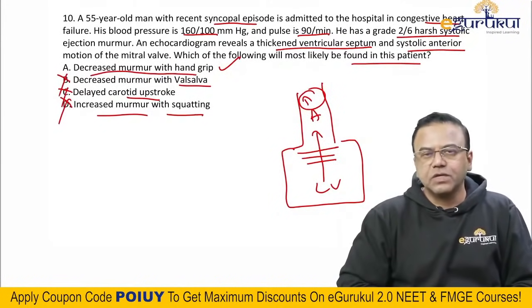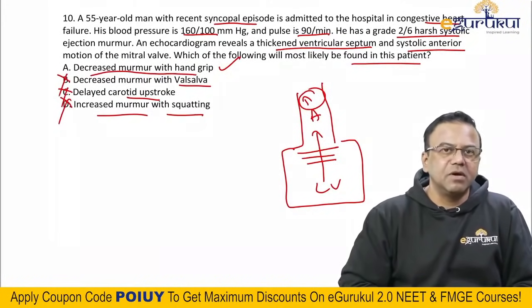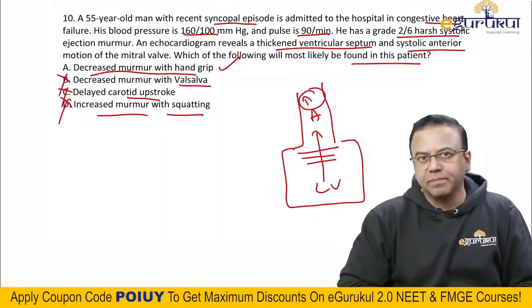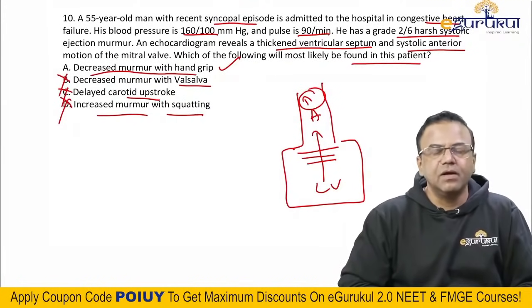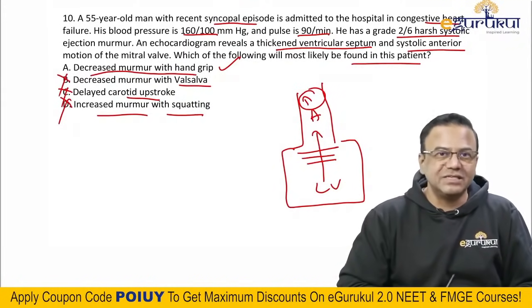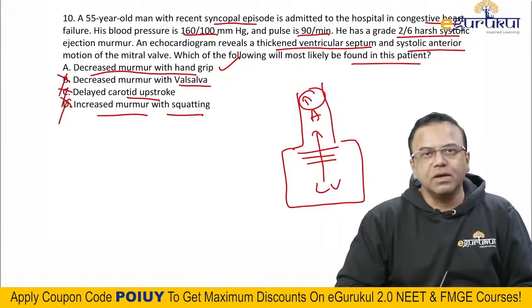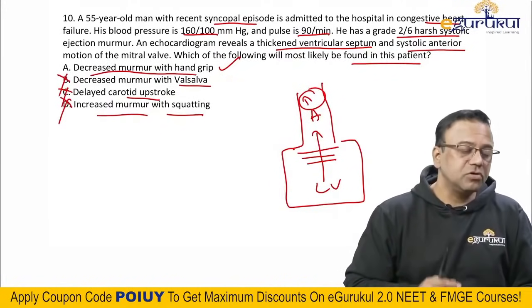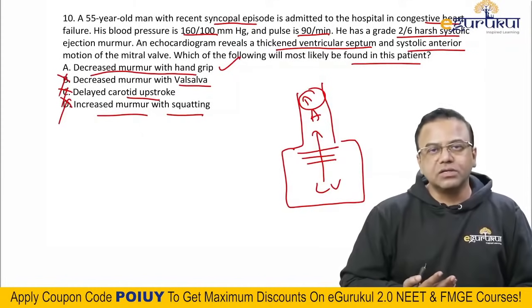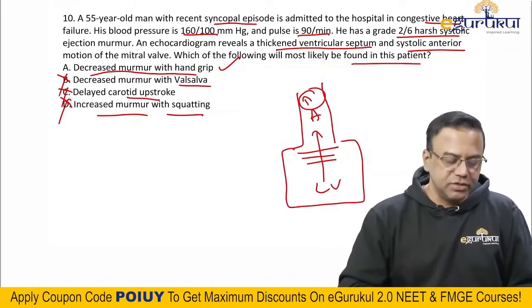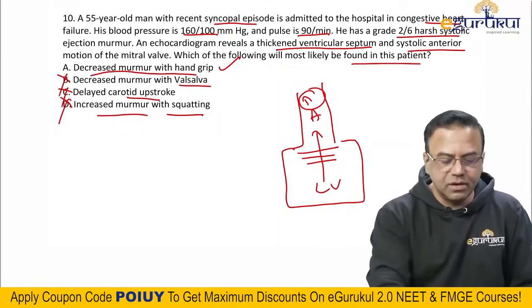Okay, so in patients with HOCM, there is decreased murmur with squatting and decreased murmur with hand grip. There is increased murmur with Valsalva, and any condition where the LV fills less blood, the murmur will start becoming louder. So standing, Valsalva, in all these conditions, the murmur becomes loud in HOCM. So those are all some basic points to remember.